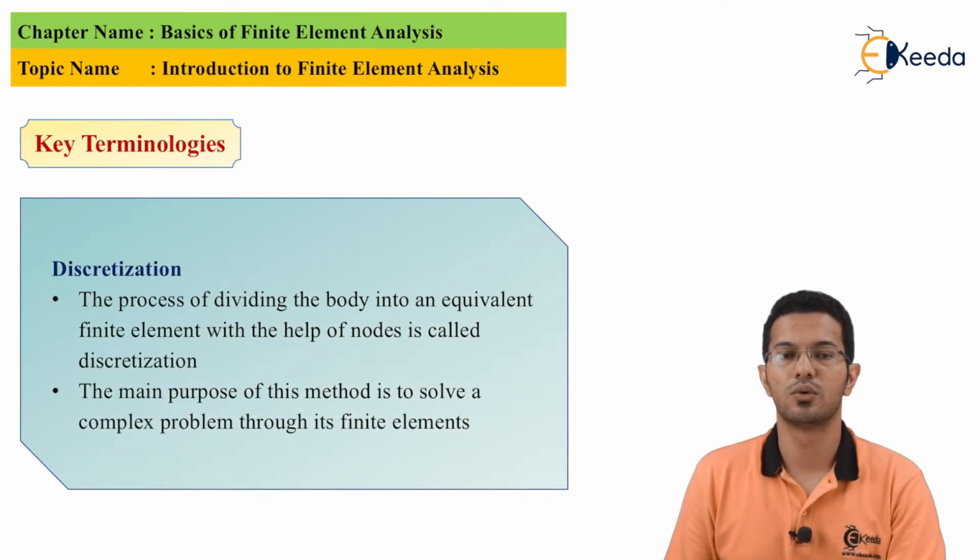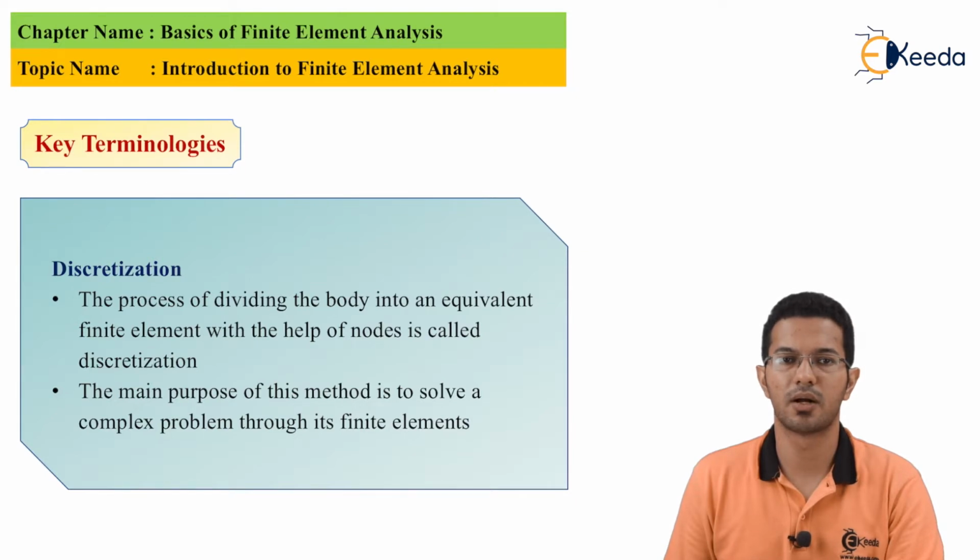Now, let's look into the key terminologies. First is discretization. Discretization of a domain is the process of subdividing the domain into smaller parts called finite elements as per the requirements and the convenience. The main purpose of this is to solve the complex geometry through finite elements.